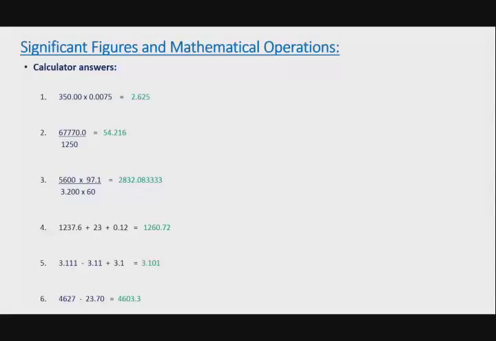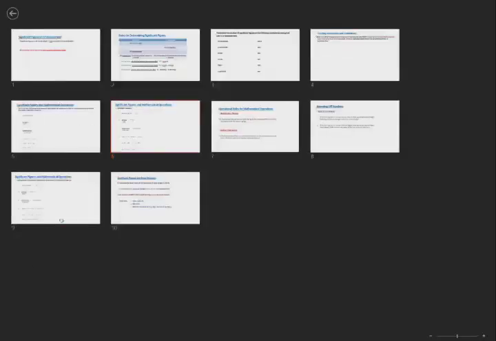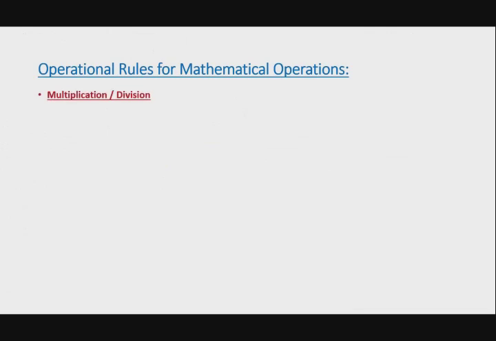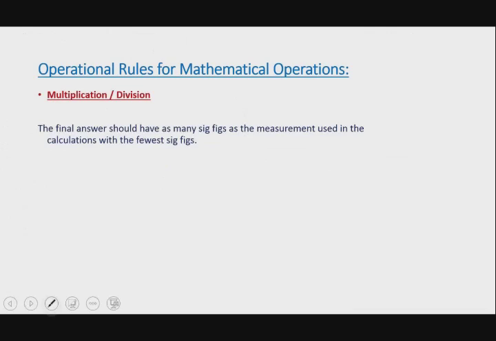Now, when you are calculating using measurements, how do we report our final answers? Do we just report it as the calculator gives us? No, we can't. Our answers cannot be more precise or more accurate than the least precise or the least accurate measurement used in the calculation, which basically means that when you are multiplying or dividing, your answer needs to be in as many significant figures as the measurement used in the calculations with the fewest number of significant figures.